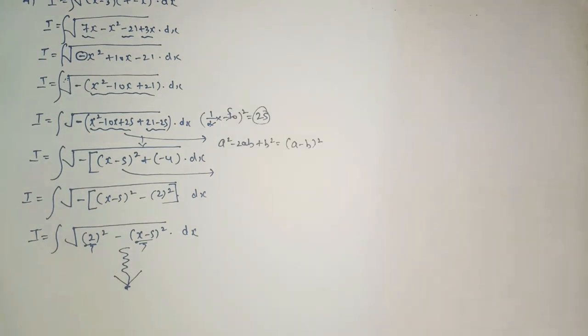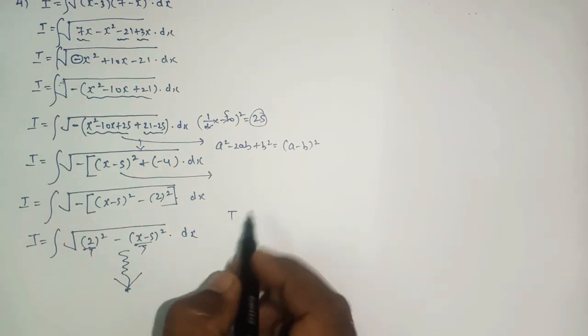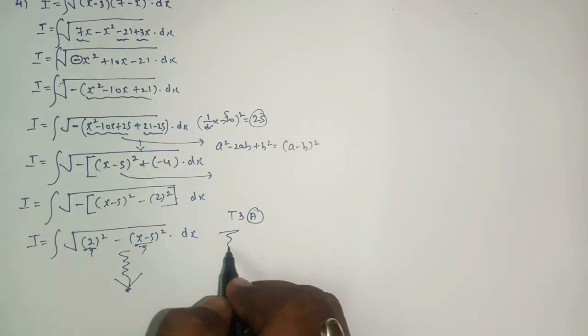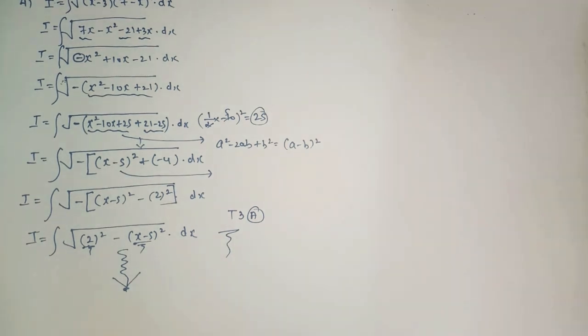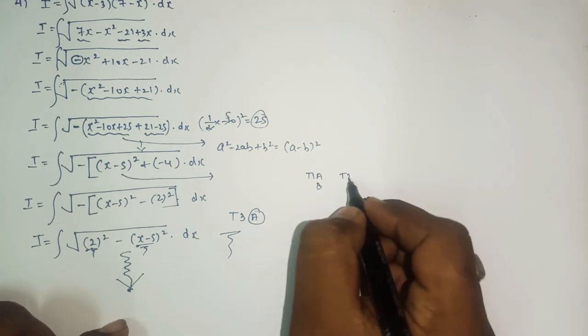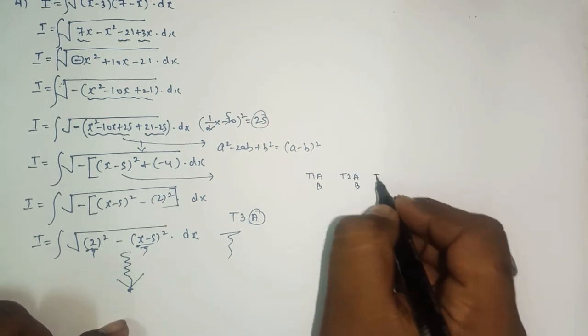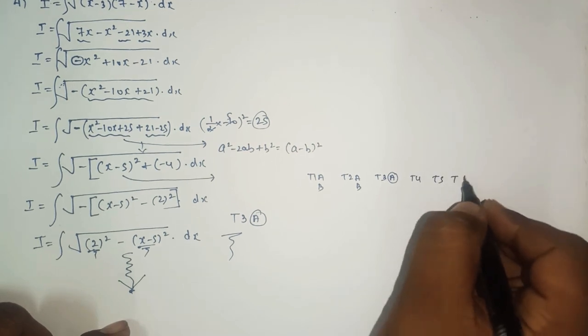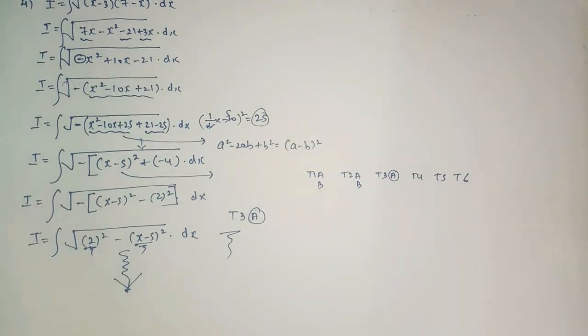So that's the end of type number 3a. I hope you all understood type number 3a. So till now we have completed type number 1ab, type number 2ab, type number 3a, type number 4, type number 5, and type number 6.